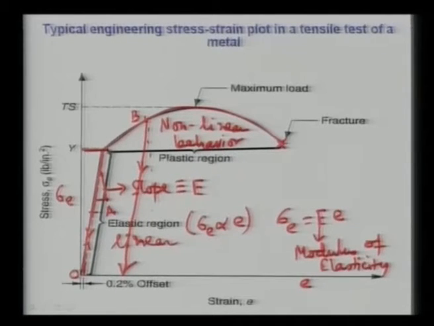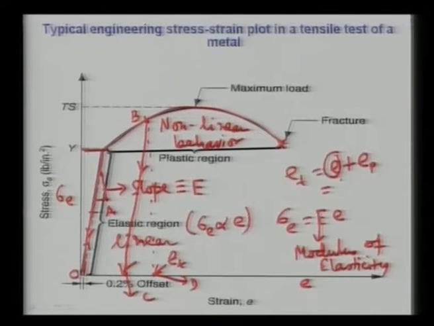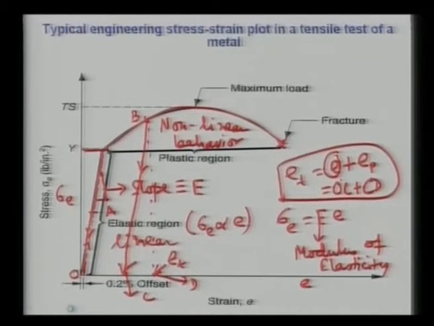And in this region, if you want to find out what the elastic strain and the plastic strain are, suppose this is your total strain epsilon T or Et. Now, Et is equal to Ee, the elastic strain, plus Ep, the plastic strain. And how do we find the plastic strain? When you unload it, it comes back to, for example, the point C, and this is your point D. So, the elastic strain is nothing but OC and the plastic strain is nothing but CD. So, that is the total strain that a material would experience in the plastic region.